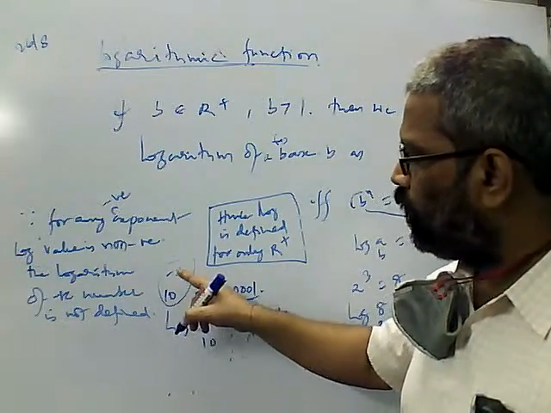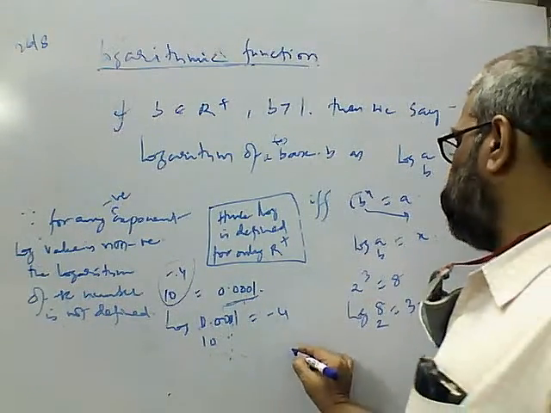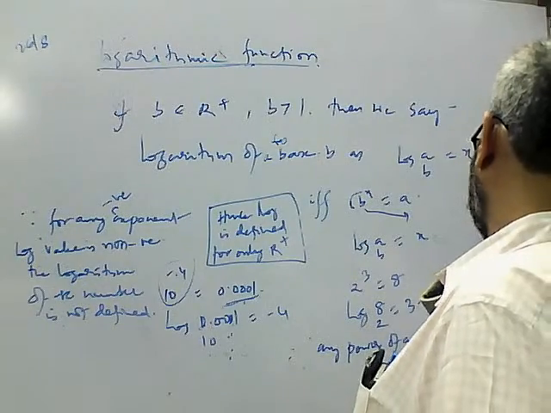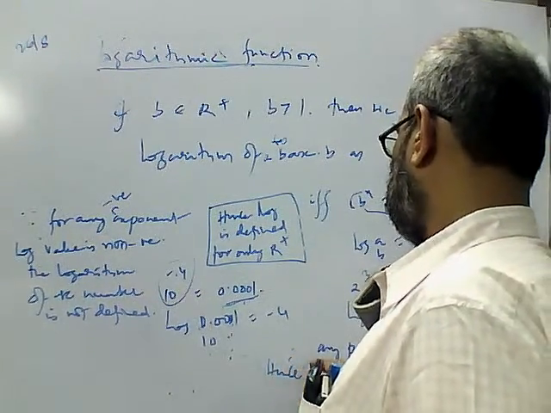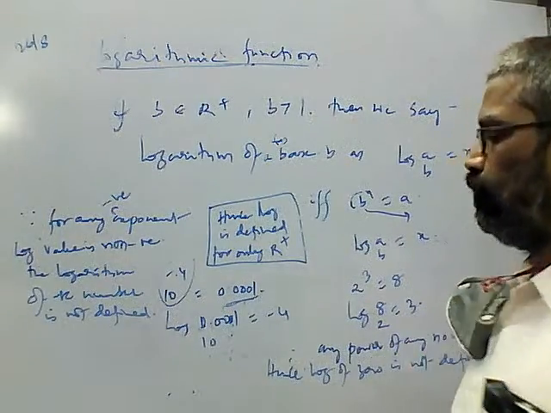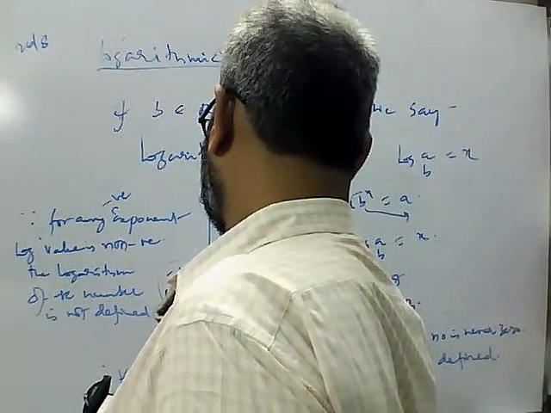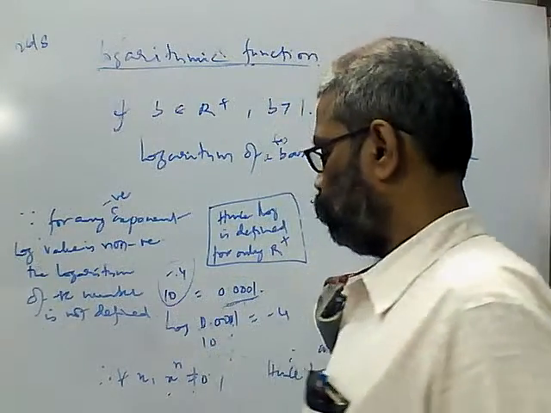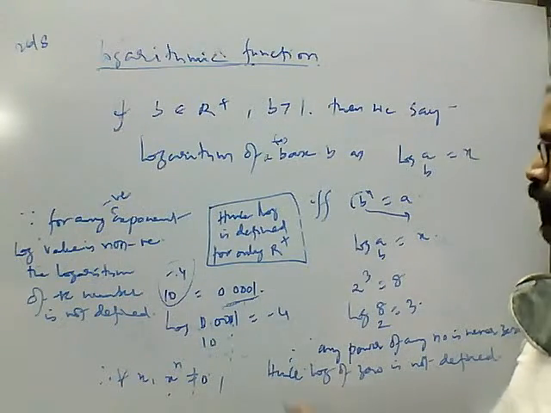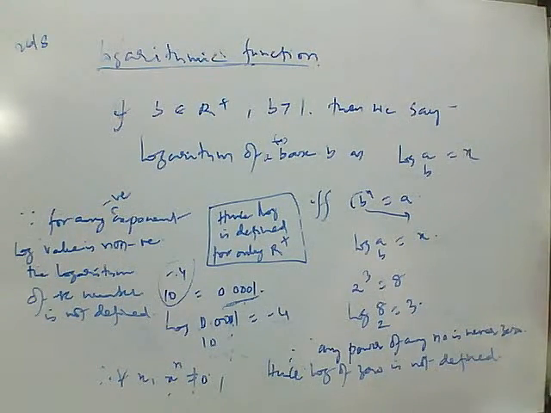Then any number power anything will be equal to 0? No. So logarithm of 0 is also not defined. Note on this part. Since any power of any number is never 0, hence log of 0 is not defined. Irrespective of x, whatever it may be, positive or negative, x power n cannot be equal to 0, so hence log of 0 is not defined. Are you clear? Right. Note on this part, these are the properties of logarithms.